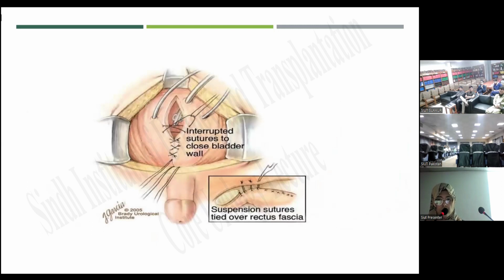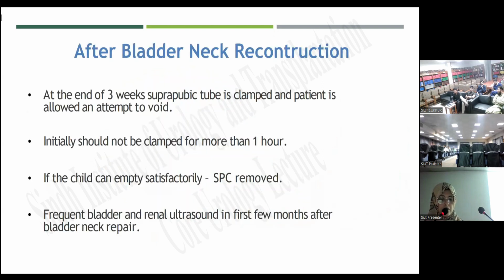Then the vertical incision that was given over the bladder is closed in an interrupted fashion, and the distal suspensory sutures are tied over the abdominal wall, and the suprapubic tubes and stents are left in place. After bladder neck reconstruction, at the end of 3 weeks, the suprapubic tube is clamped and the patient is allowed to attend the ward. The clamping and declamping thing that most of us have all seen.